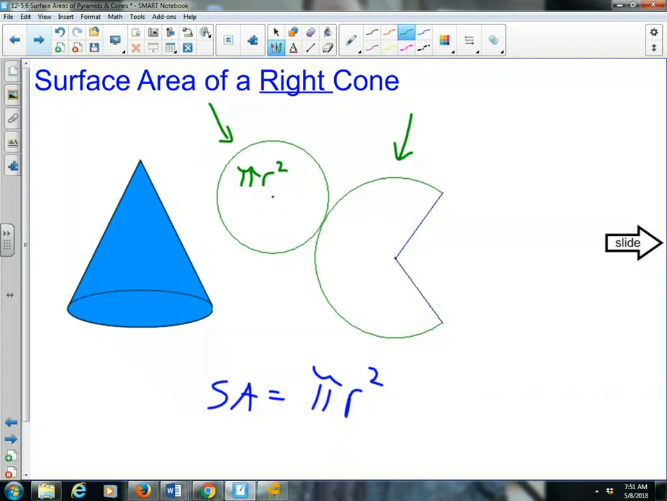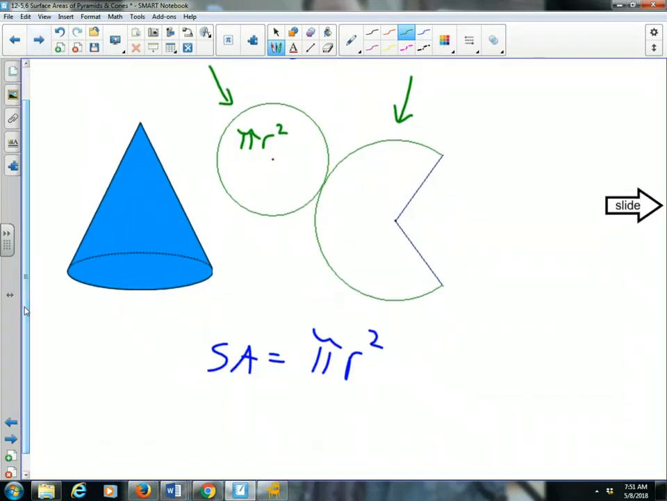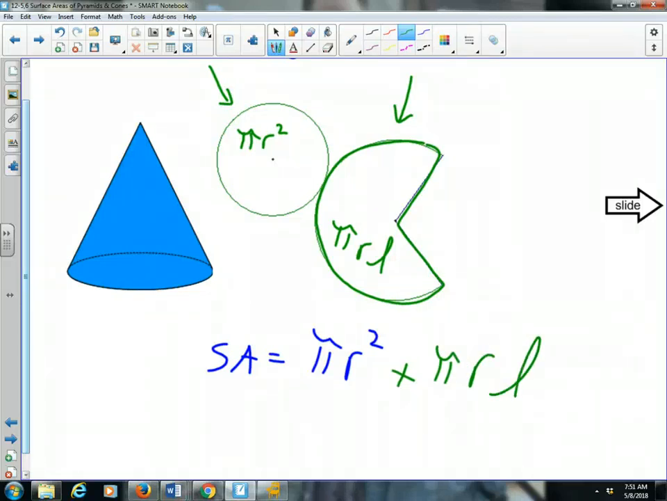And now you'll just have to take my word here. I'll try to explain this in class. But this sector part of the circle right here is going to be pi r L. So the surface area is pi r squared plus pi r L. Now you're probably asking what L means, right? L is the slant height of the cone.